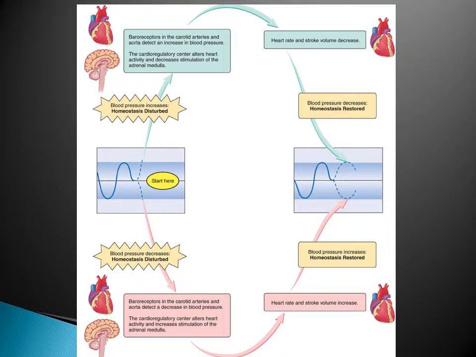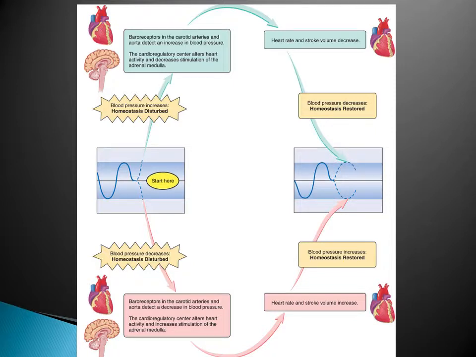And so this shows on the top what happens if blood pressure increases. This can cause that cardioregulatory center to send those parasympathetic activities that slow the heart, and it'll tend to turn down the adrenal gland. And so the heart will slow, and the volume will decrease, and blood pressure will return to normal.